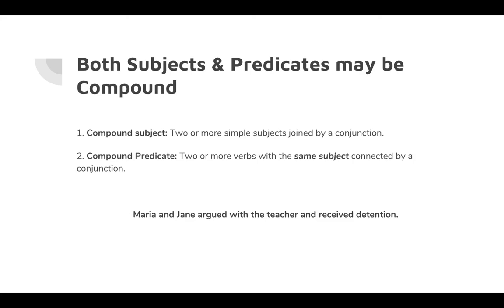Maria and Jane, two subjects conjoined by a conjunction, say that 5 times fast, argued with the teacher and received attention. So we have argued and received. Maria and Jane are connected with and, and they're both the subject of the sentence. And then argued and received both have the same subject, so that's a compound predicate.